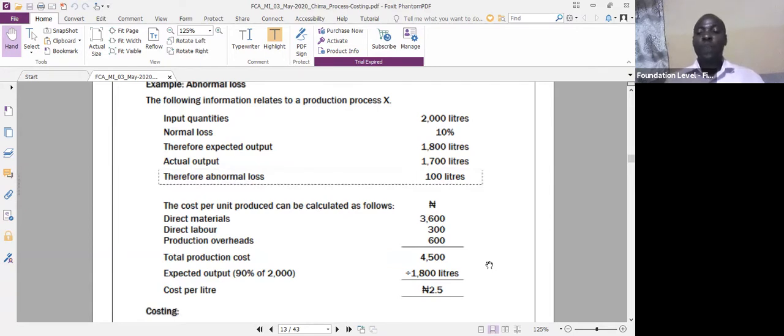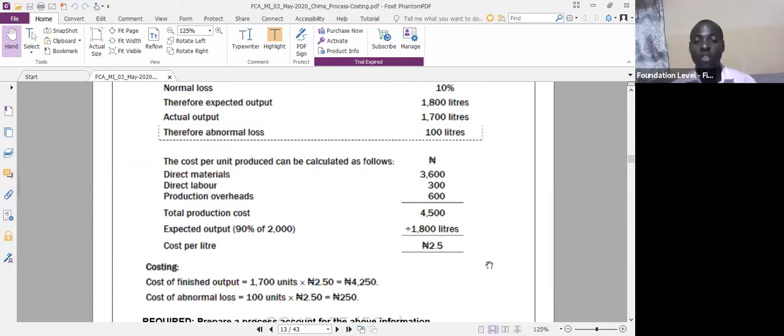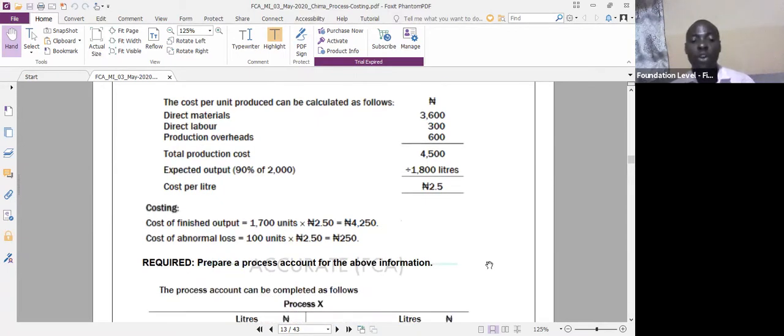So because we were expecting 1,800, the 100 units lost is assumed to be part of the expected, and so it will be valued the same way as the good output, which is 2.5 naira. So the cost of finished output is 1,700, which is the output harvested. Output harvested is 1,700 multiplied by 2.5 naira, which will give you 4,250 naira.